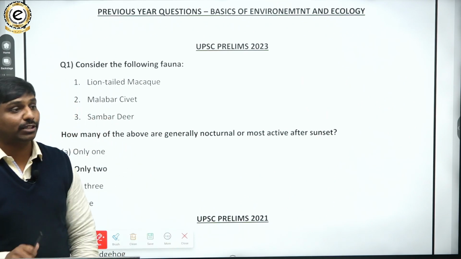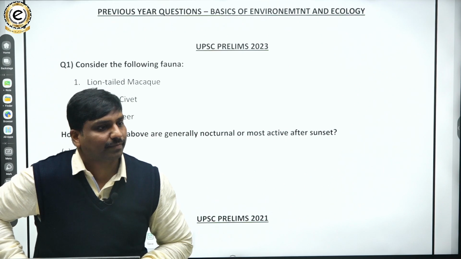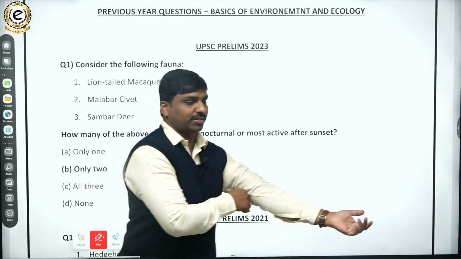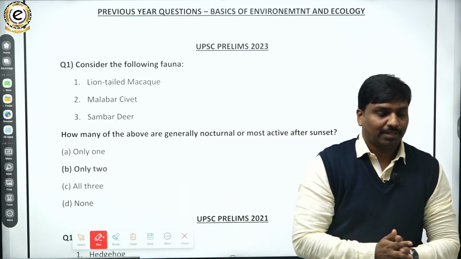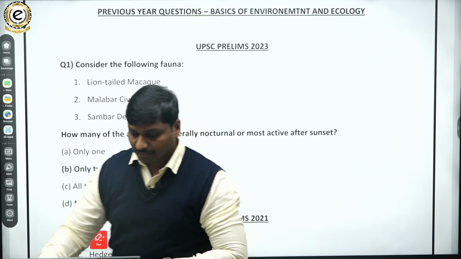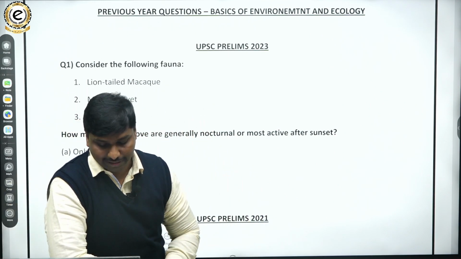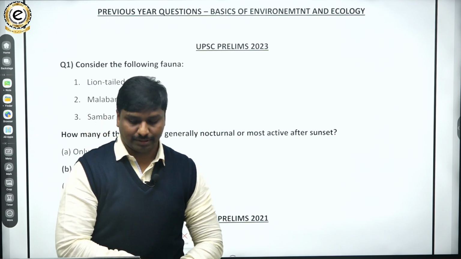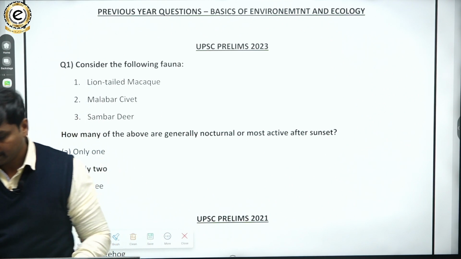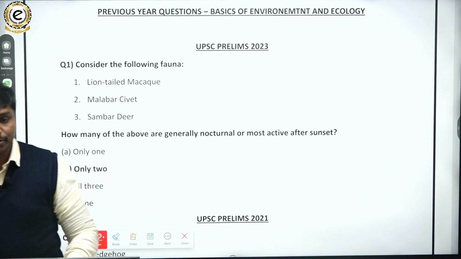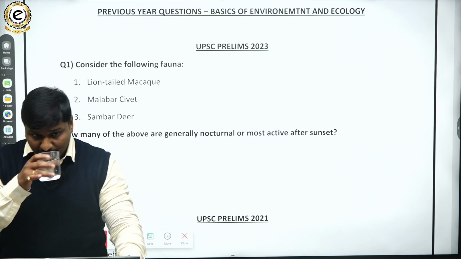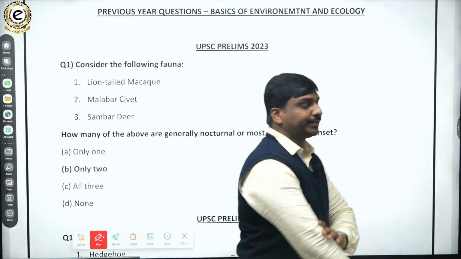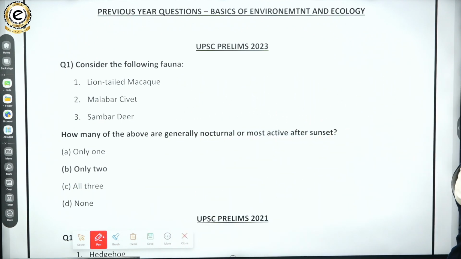So this is with respect to diurnal and nocturnal. Then you mention some of the hibernating animals. There you write examples like rats, rodents, bears, bats, hedgehog, marsupials.